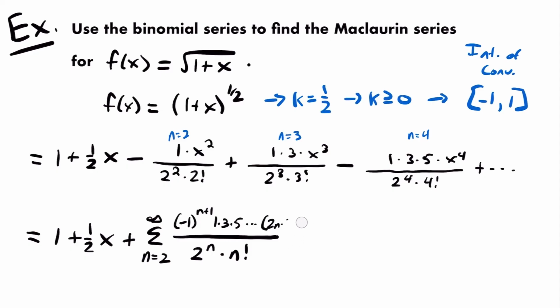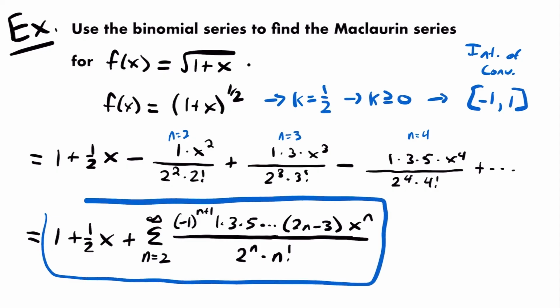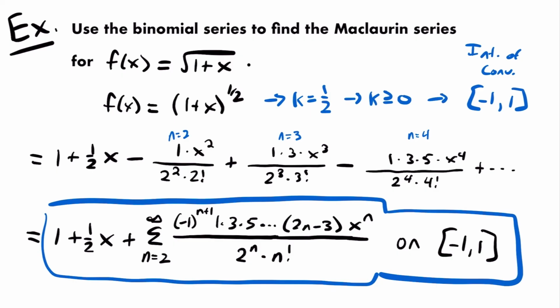Okay, now to make this a little bit more legible, I'm going to rewrite this a little bit. We'll have 1 times 3 times 5 multiplied up till 2n minus 3, and that will be multiplied by x to the power of n. All right, and then in the denominator, we have 2 to the power of n times n factorial. This right here represents our function f of x as a Maclaurin series. And remember that this series will be convergent for this interval of convergence. And so you could also say that that will be convergent on the interval from -1 to 1, including those endpoints. All right, so be sure to include that in your answer as well. That is the interval that power series or that Maclaurin series is convergent for.